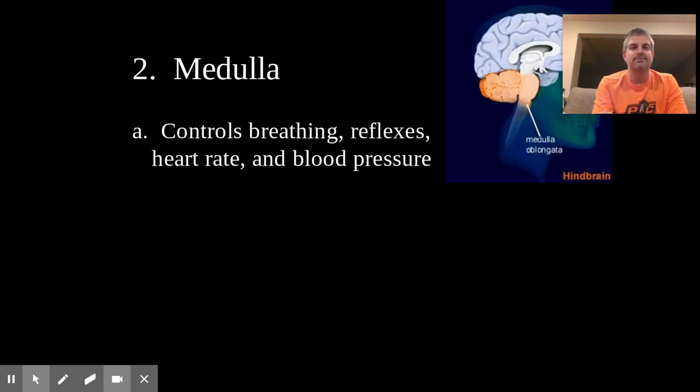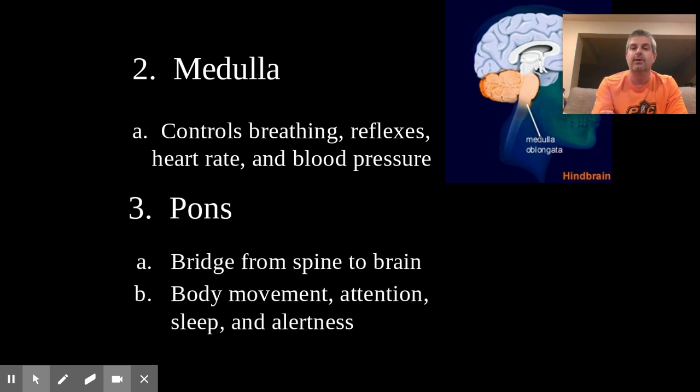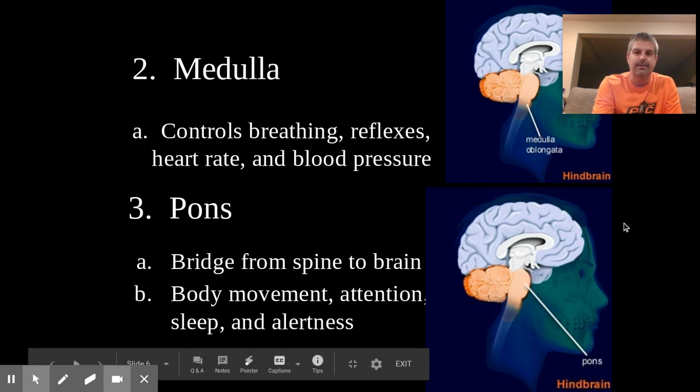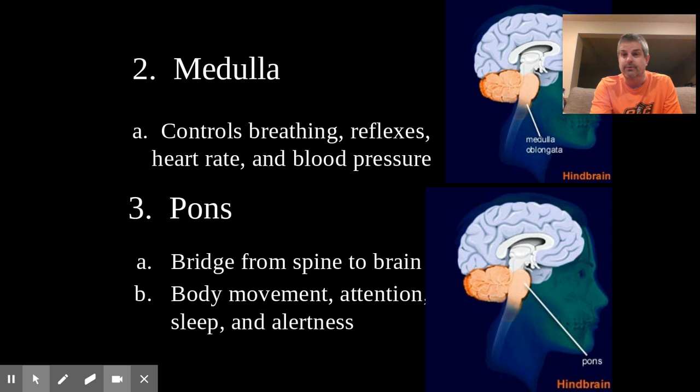The medulla oblongata, it controls breathing, reflexes, heart rate, and blood pressure. And the pons is a bridge from the spine to the brain, and it controls body movement, attention, sleep, and alertness. And you can see where these are located. So this whole little area is the hind brain. It's in the hind quarters of the brain. I guess it's a butt brain.